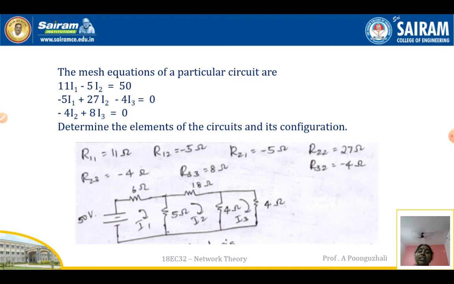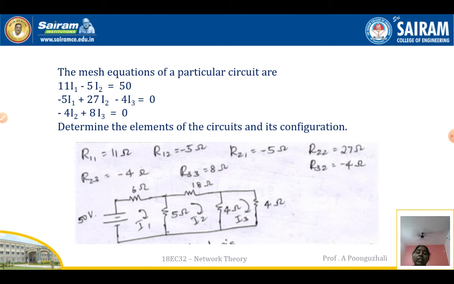Here, first is R21, which is minus 5. Next is R22, which is 27 ohms. R23, between your second loop and third loop, I have 4 ohms. Between 3 and 1 I don't have any, and R32 is minus 4 and R33 is 8. In the first equation, 11I1, and between 1 and 2 I am going to have a 5 ohm resistance. The remaining resistance is going to be 6 ohms, that I am going to connect here, connected to 50 volts.